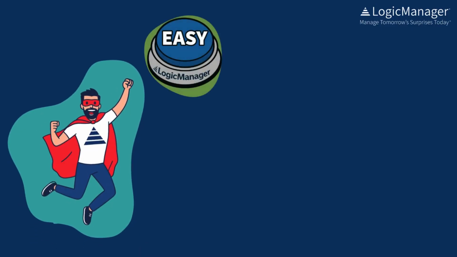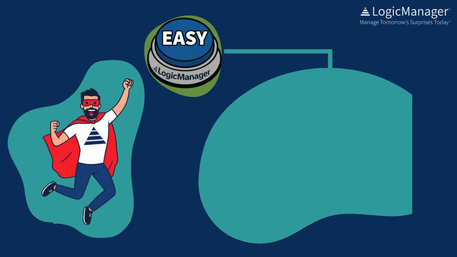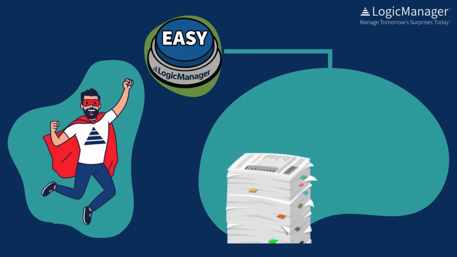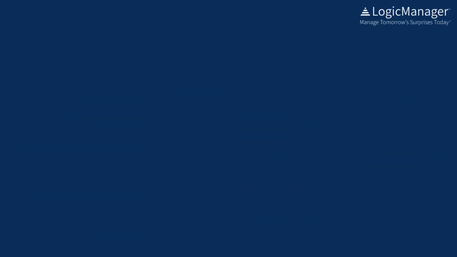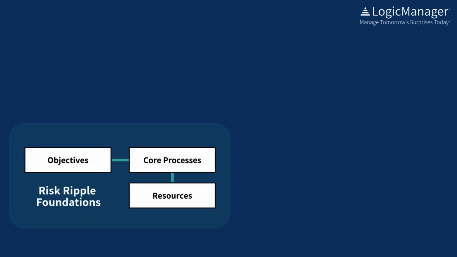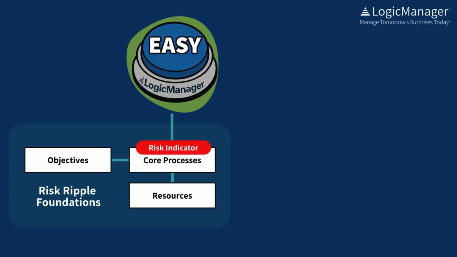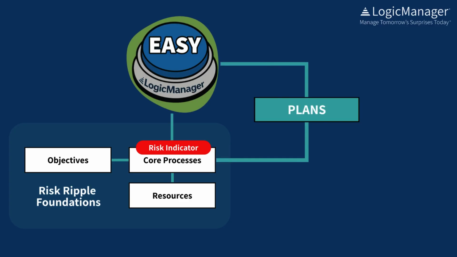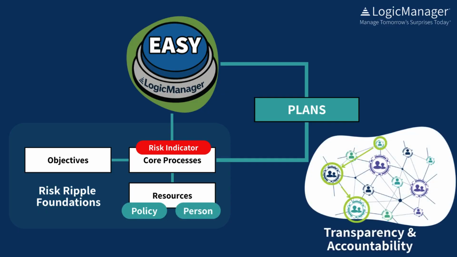We've created our easy button to transform your approach to risk management, providing the structure you need to take your to-do list from this to this. LogicManager's Easy button does this by connecting your objectives to the necessary processes and resources, creating your risk ripple foundation, so that when you push the button, a single indicator added to a core process is operationalized to ripple out to every connected plan, policy, and person who needs to take action, providing instant transparency and accountability.